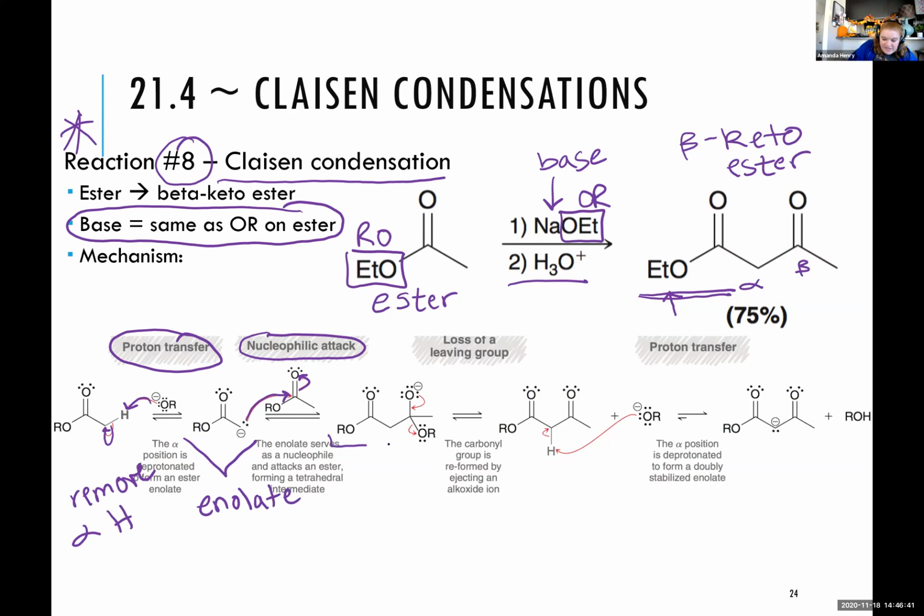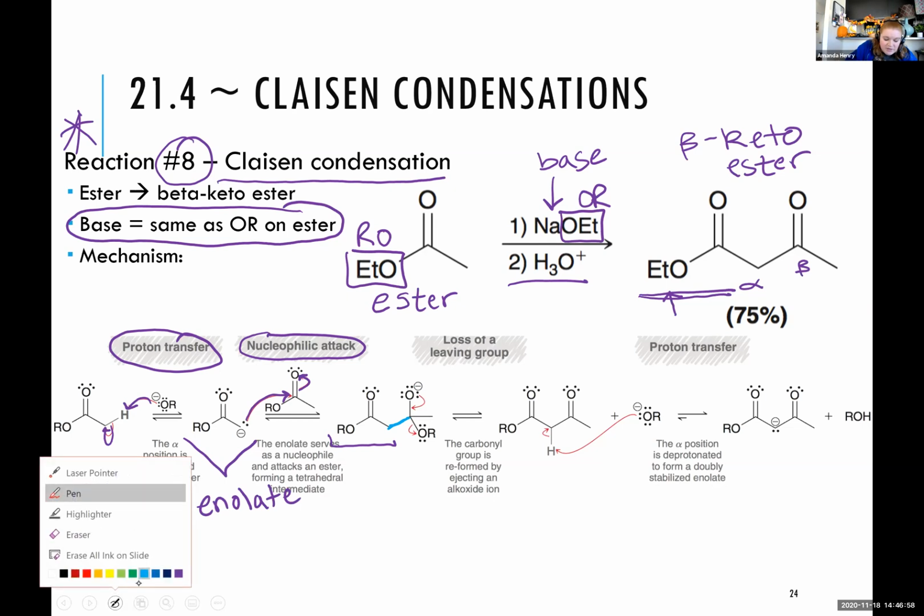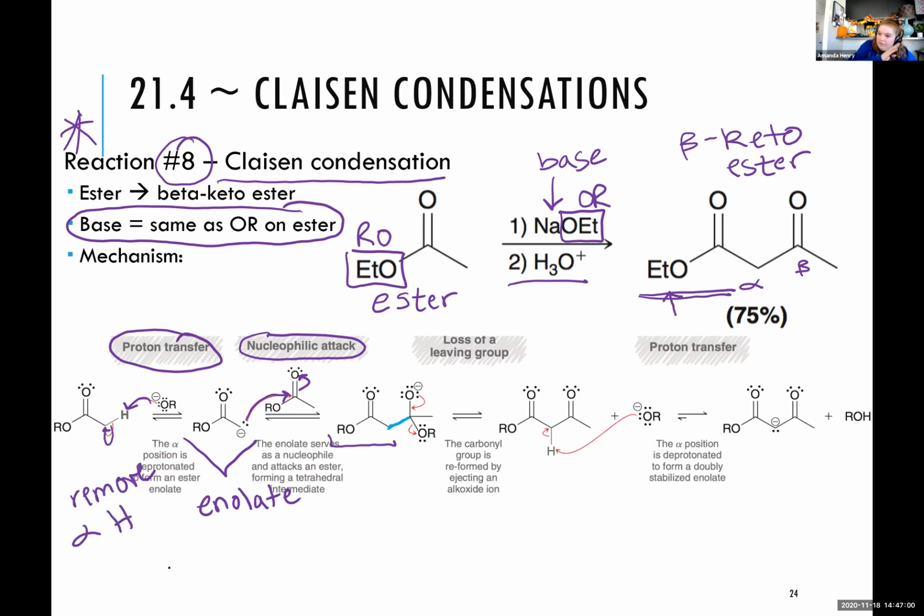So here's the ester portion. Let me switch colors, get something that stands out a little better right there. That's the new bond, that little blue line I just added in. That's the bond that is connecting my enolate ester to my carbonyl carbon ester. And that is a tetrahedral intermediate.